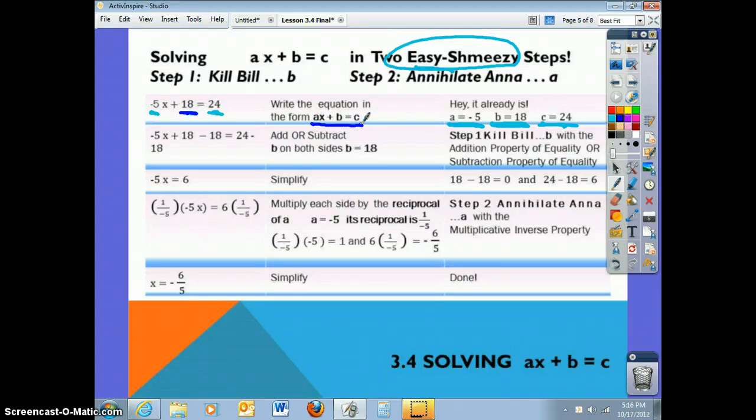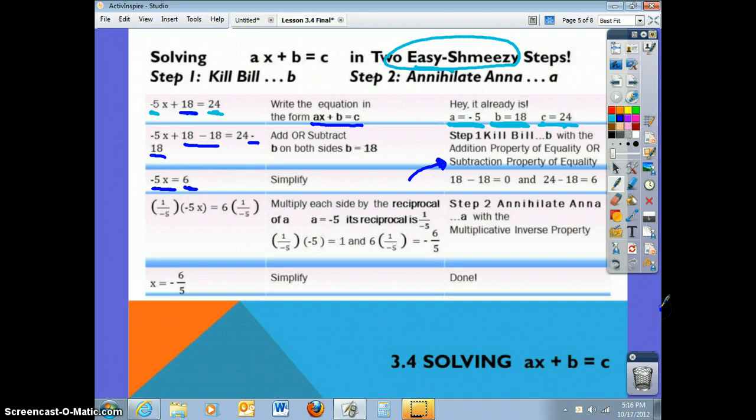So we're ready to go. We're going to subtract 18 from both sides. Subtracting 18 from the left side brings us just where we have -5x left. Subtracting 18 from the right side gives us just 6 left. The only way you can do stuff like that is to use a property, and what we used is the subtraction property of equality.